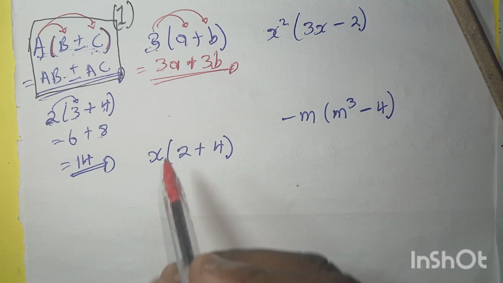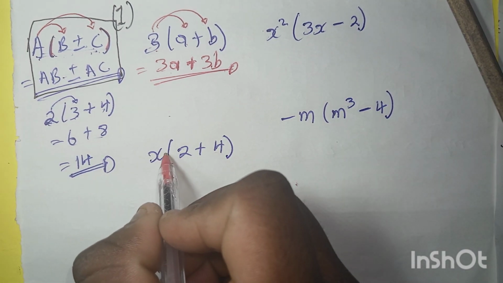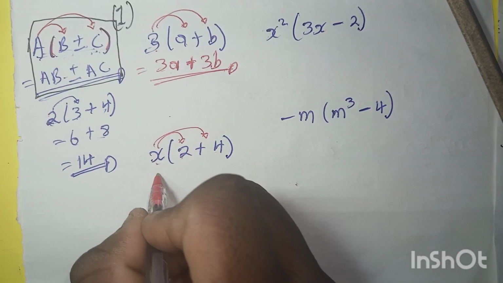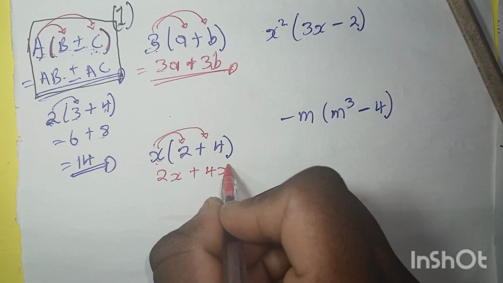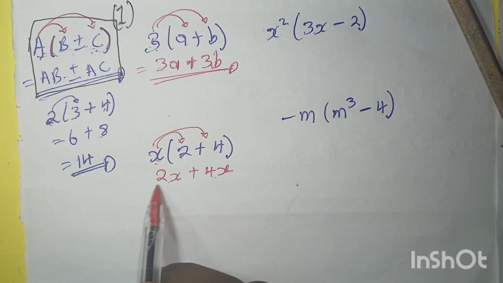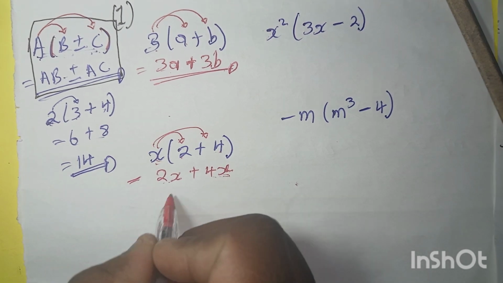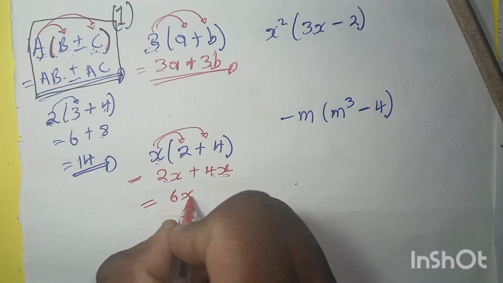So like here, what you can do is multiply this thing inside the brackets. This multiplied by that one is 2x, and this multiplied by that one is 4x. And these two things are like terms, and you can collect like terms. So to collect like terms, this and that, it gives you what? 6x.